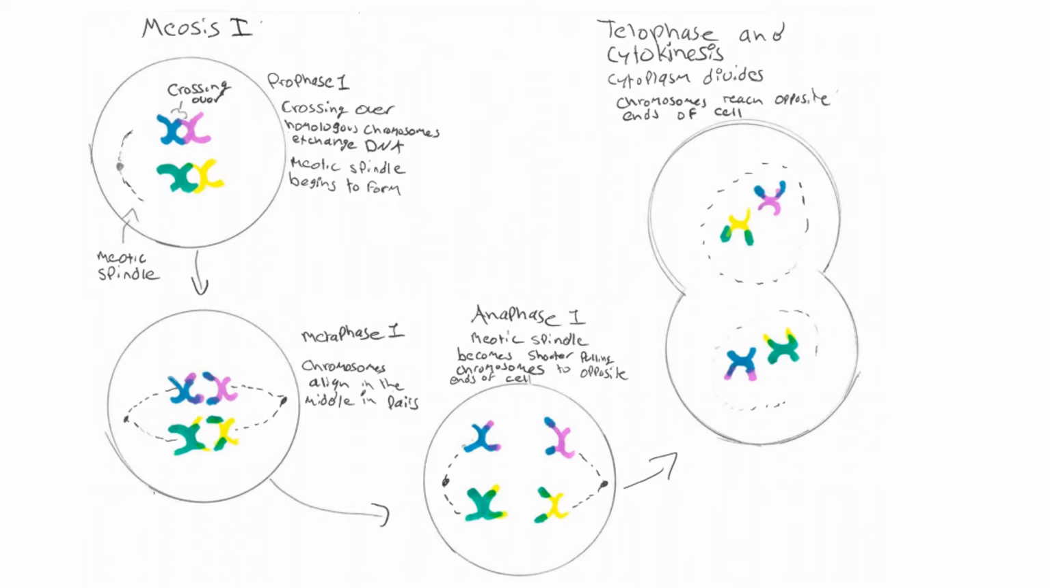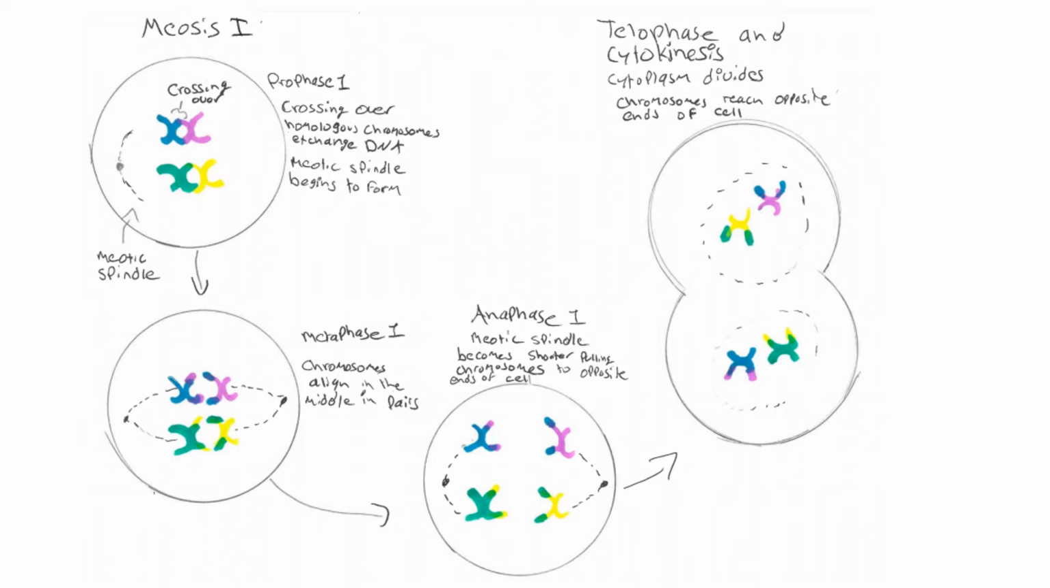The other thing that happens during prophase 1 is that the meiotic spindle begins to form. Now the cell is going to go on to the next phase of meiosis, which is metaphase. During metaphase, homologous chromosomes align in the middle. They are no longer physically touching, they're just aligning in the middle.